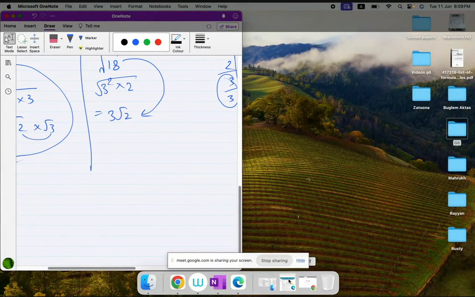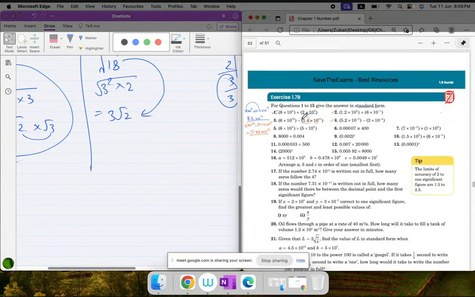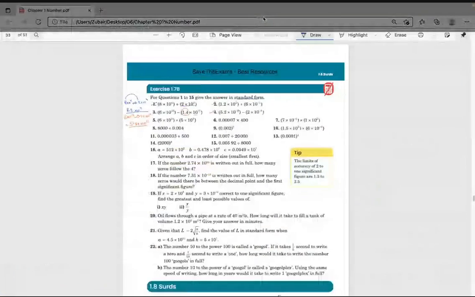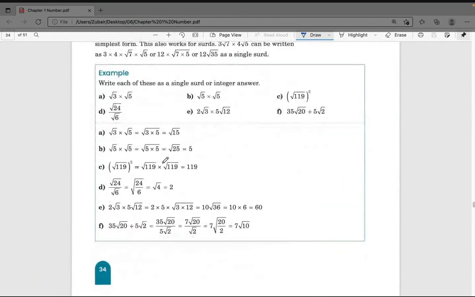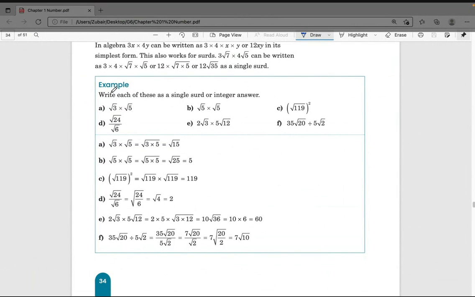Let's move toward the exercise. Write each of these as single surds or integer answers. The first one is multiplication. We multiply the inside numbers with inside and outside with outside. So 3 times 5 is square root 15.